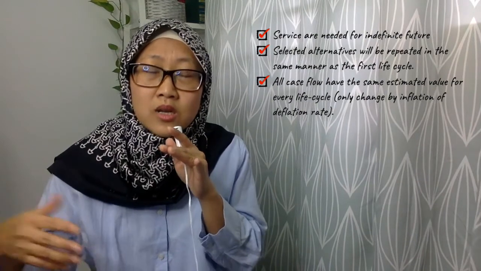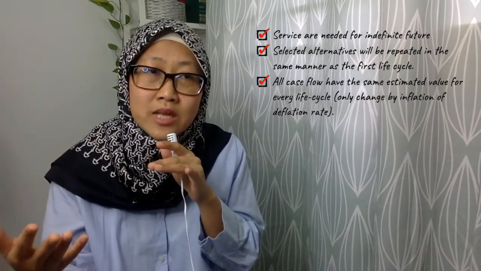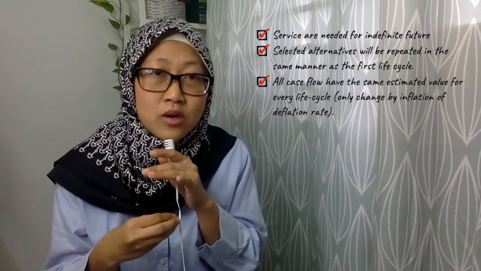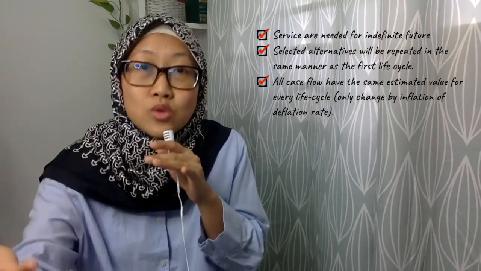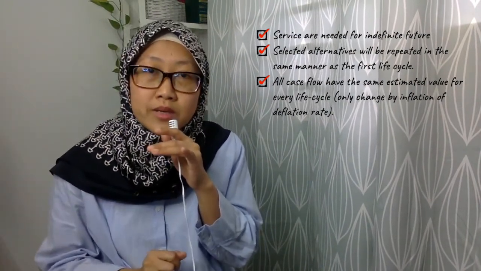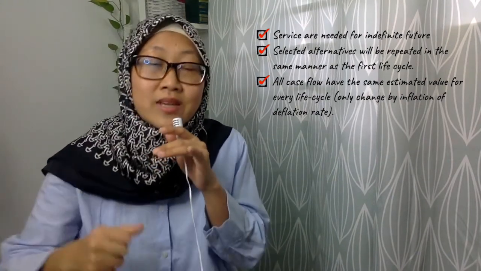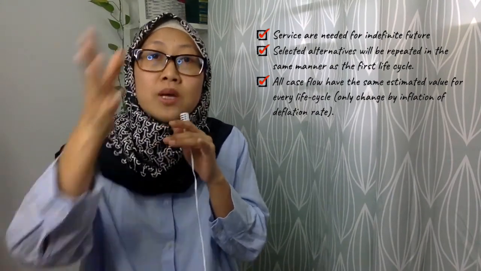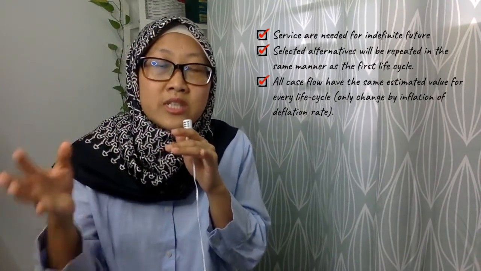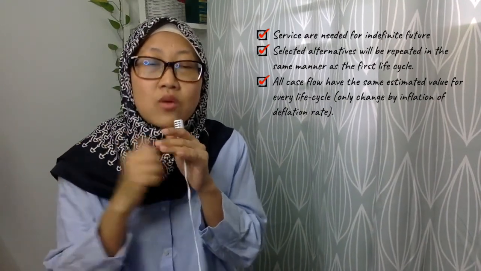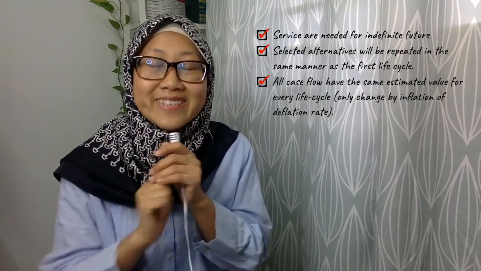This means, for example, if you pay an initial payment of $5,000, then in the next life cycle, we assume there is also another $5,000 going out from you. And in the third life cycle it is the same, 5,000. We assume the value remains, except that it will change only by the inflation or deflation rate. Okay? Okay, that is all for now.